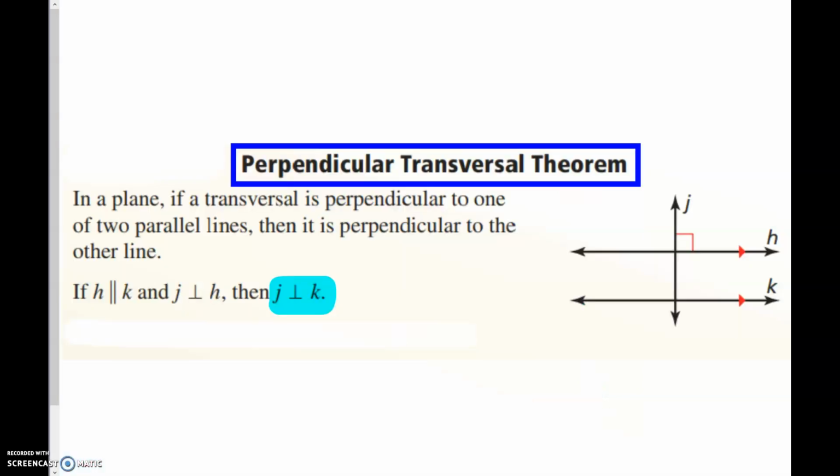So in a plane, if a transversal, so J, is perpendicular to one of two parallel lines, so J is perpendicular to H, and H and K are both parallel, what can we now conclude? That J is perpendicular to K, and that's called your perpendicular transversal theorem.